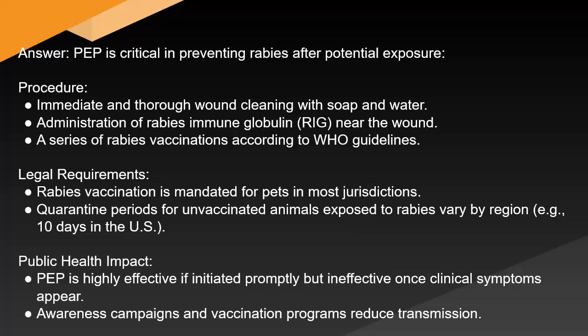Legal requirements: rabies vaccination is mandated for pets in most jurisdictions. Quarantine periods for unvaccinated animals exposed to rabies vary by region, e.g., 10 days in the US. Public health impact: PEP is highly effective if initiated promptly, but ineffective once clinical symptoms appear. Awareness campaigns and vaccination programs reduce transmission.